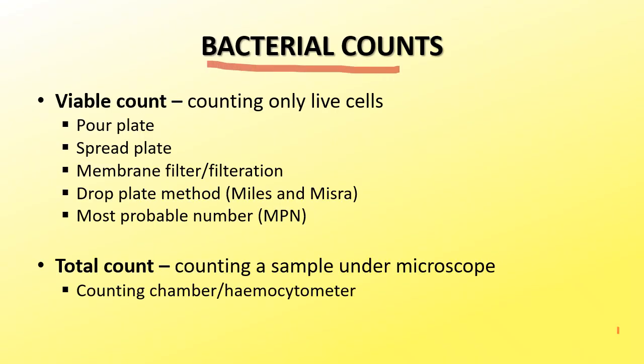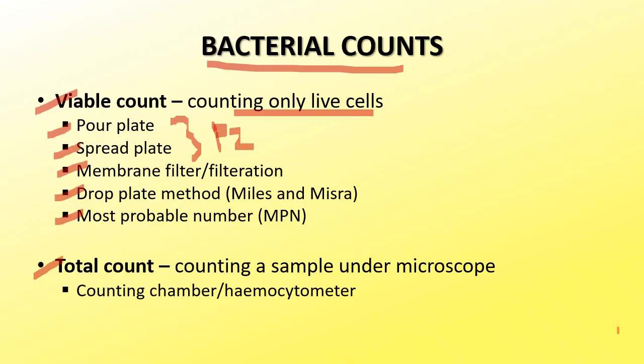Okay, bacterial counts can be performed either using a viable count or a total count. Viable count means we are counting only the live cells. And the viable count includes pour plate, spread plate, membrane filter or filtration, droplet method, also known as Miles and Misra, and most probable number, in short form MPN. And just take note that you will do pour plate and spread plate in your practical too.